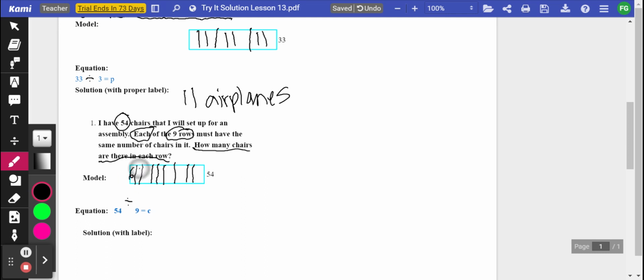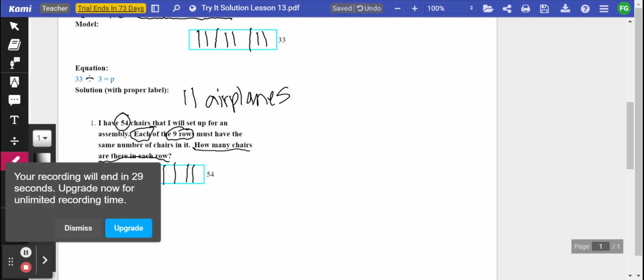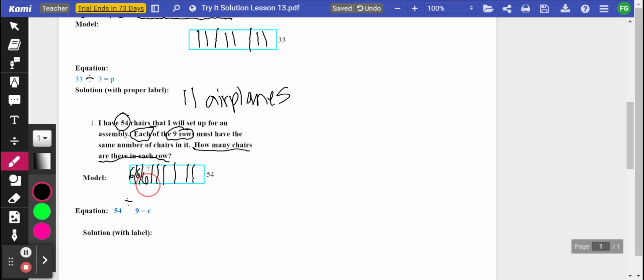So I could put them in here, and then I can count them to make sure, right? So I'd have 6, 12, 18, 24, 30, 36, 42, 54. Okay, all right, so then the solution is 6 chairs.